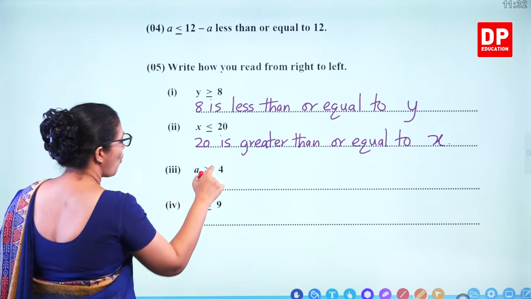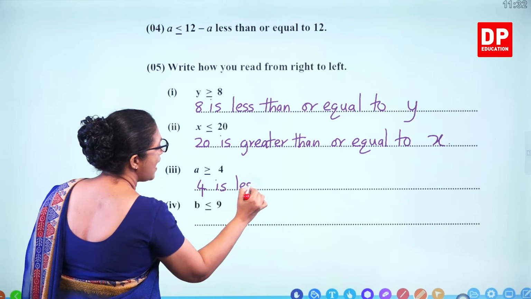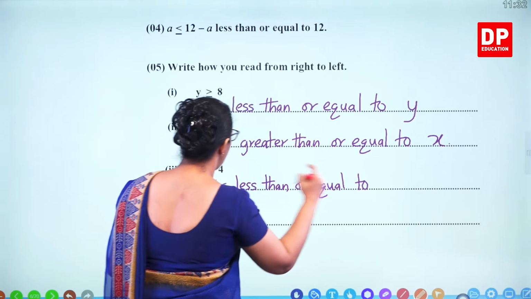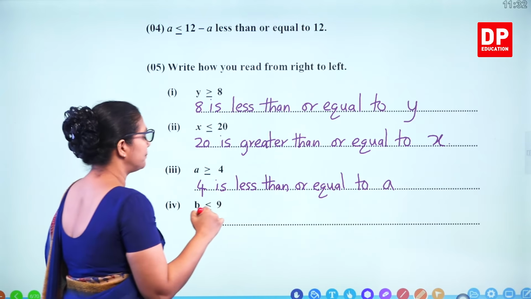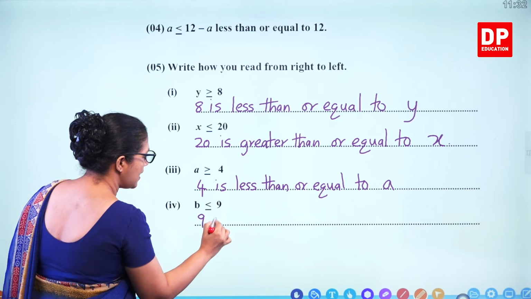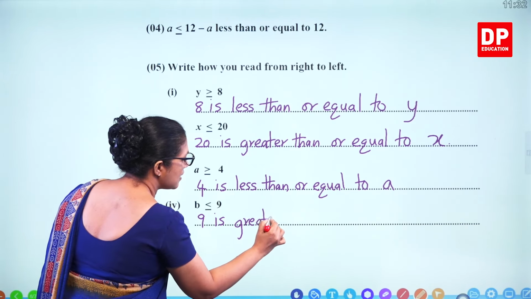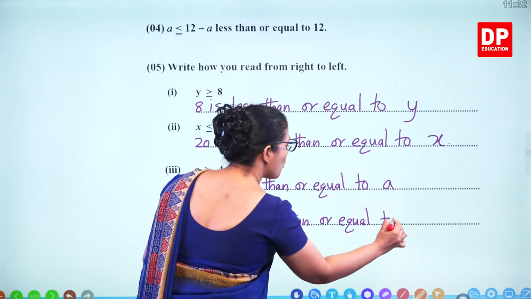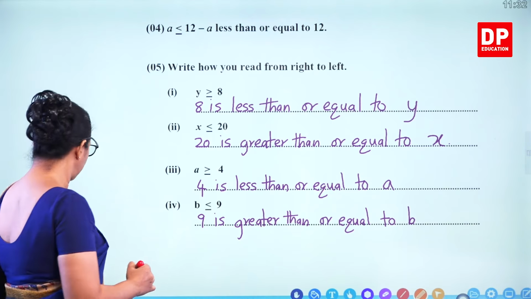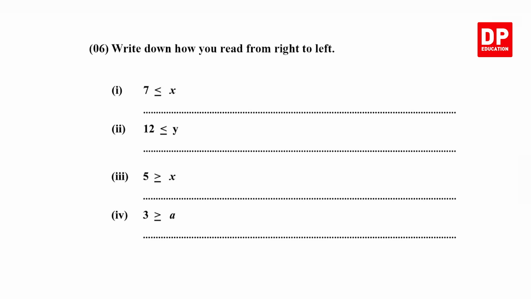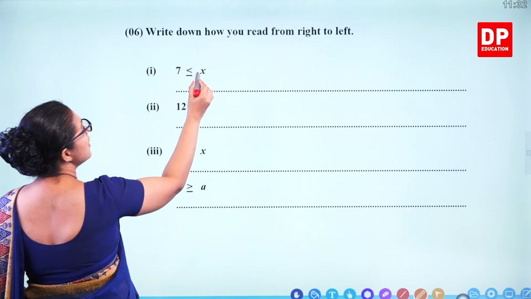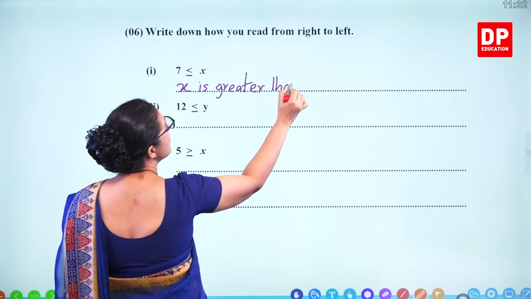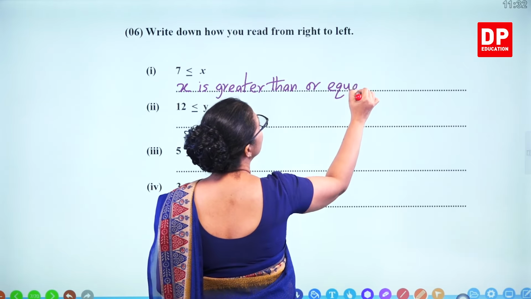This one: 4 is less than or equal to A. Right to left, 9 is greater than or equal to B. Write down how you read from right to left. Right to left, X is greater than or equal to 7.